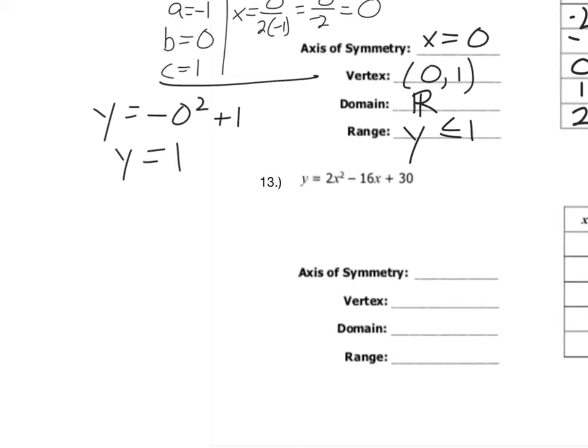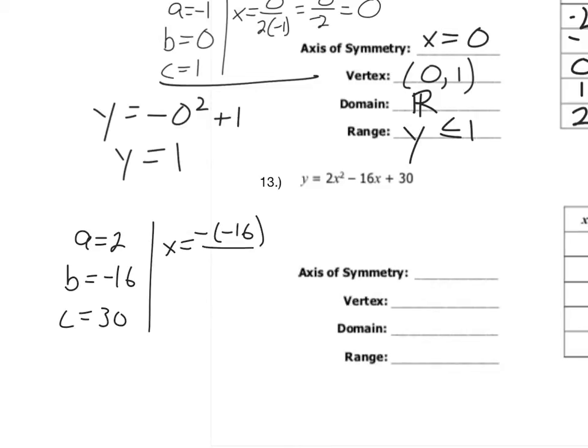And then the last problem. Again, let's identify our axis of symmetry by using the axis of symmetry formula. First, I'm going to go ahead and label a. A is 2, B is negative 16, and C is 30. If we use that in our axis of symmetry formula, it's going to be x equals negative 16 divided by 2 times 2. Negative negative 16 is positive 16, and 2 times 2 is 4. 16 divided by 4 will be positive 4. So your axis of symmetry is going to be x equals 4.